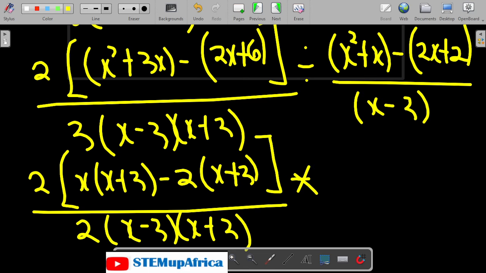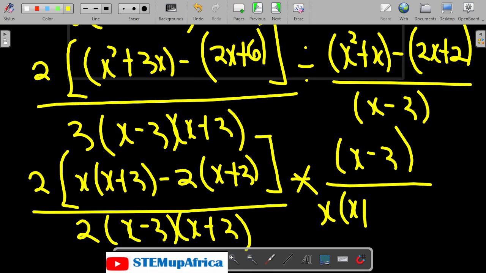Let's change here to multiplication, and now we invert. Here becomes x minus 3. So here becomes x into x plus 1 minus 2 into x plus 1.